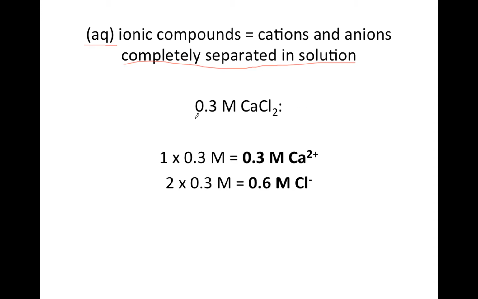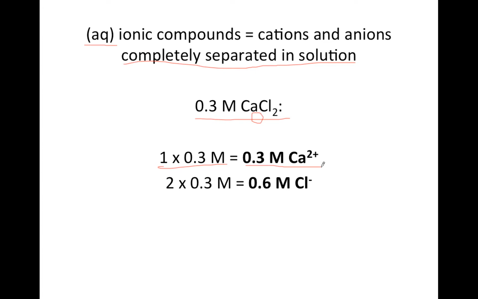So here's an example, 0.3 molar CaCl2, and we want to know what's the molarity of each of the individual ions, the calcium ions and the chloride ions in the solution. To figure that out, you just need to look and see how many of each ion is in the formula. So calcium, there's one. It's not written, but you assume there's a 1 there. So there's one calcium ion. So we multiply the molarity by 1 to get the molarity of the calcium ions.